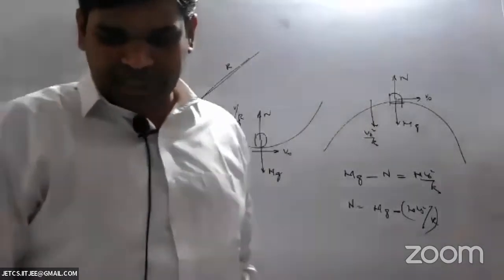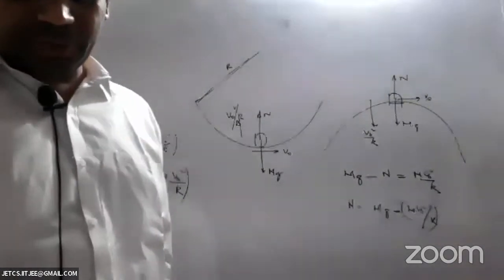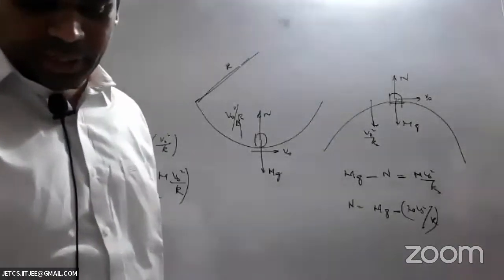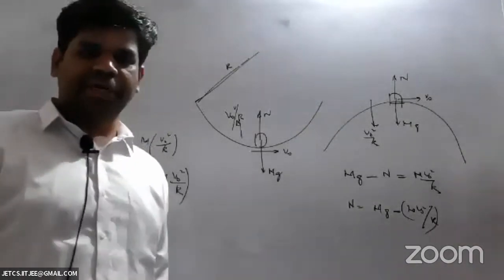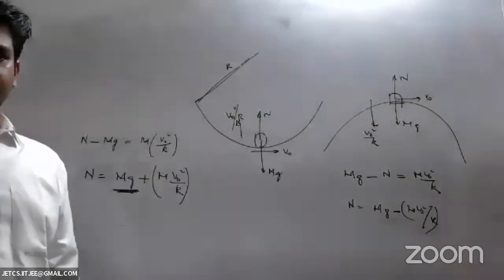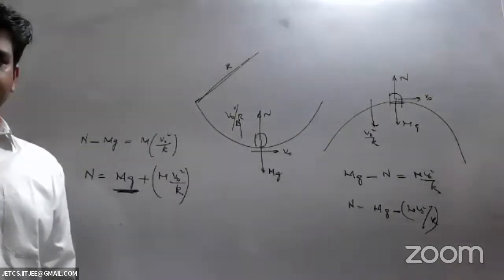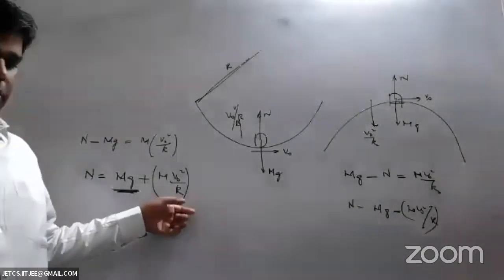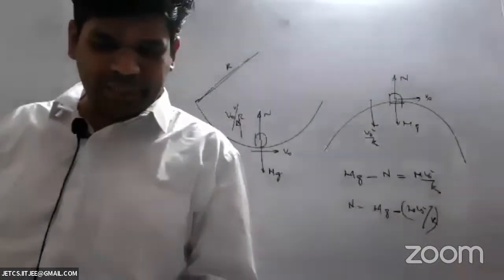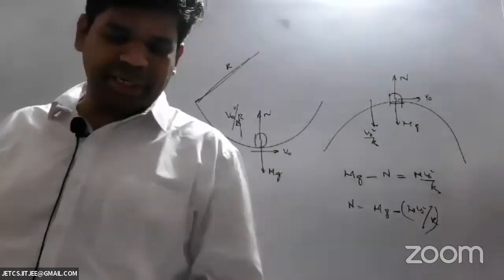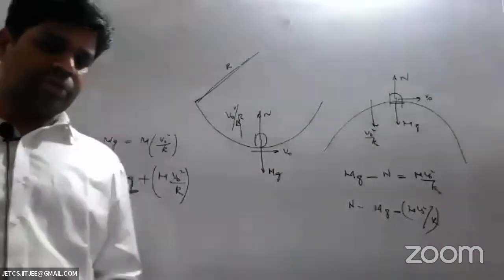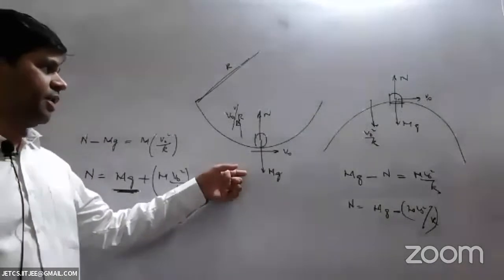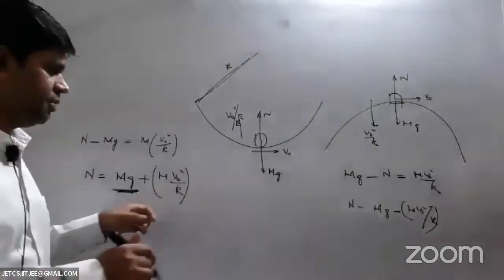So at A and C it's going to be less than mg. At B and D it's going to be greater than mg. Now look at this R. Radius of curvature at B is less than the radius of curvature at D. So the curvature is more here at B.